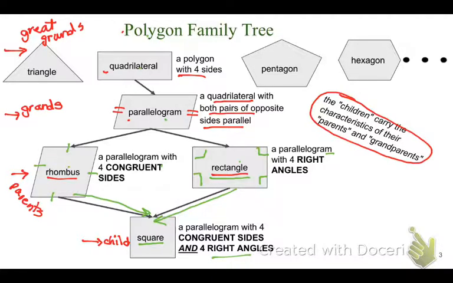Okay, so the further down the tree you go, each item, square, rhombus, rectangle, carries all the characteristics of the lines above it. And that can be kind of a lengthy list by the time you get to a square. So we're going to go over each of those so we understand what we know about each of these figures, particularly the rhombus, the rectangle, and the square.